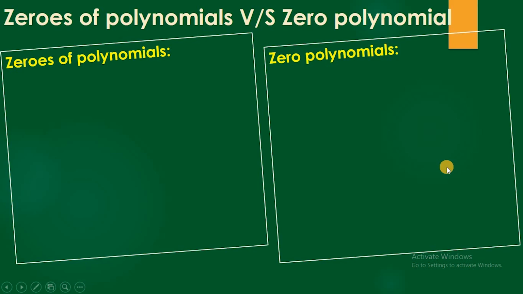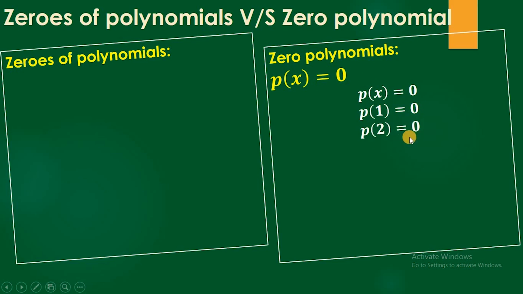Now what is the zero polynomial? Zero polynomial is p of x equal to 0. The given polynomial is 0. So whatever value of x I put, for example, if I put 1, the value remains 0. Because if there is an x here, then 0 into 1 is 0. Similarly, 0 into 2 is 0. So p of 100, 0 into any value is 0.